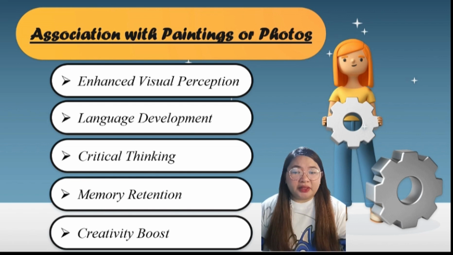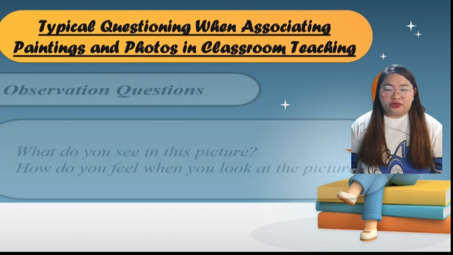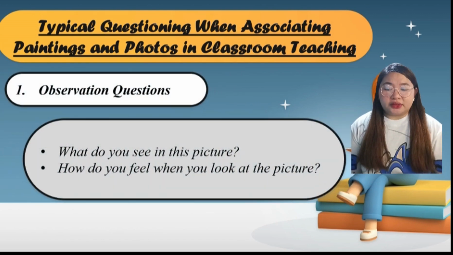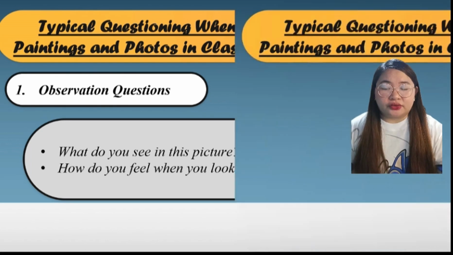Now, these are the typical questions when associating paintings and photos in classroom teaching. First question is the observation question. So you can ask the student, what do you see in this picture? Or how do you feel when you look at the picture? So you have to encourage the students to describe what they see in the picture, focusing on the details, colors, and shapes.